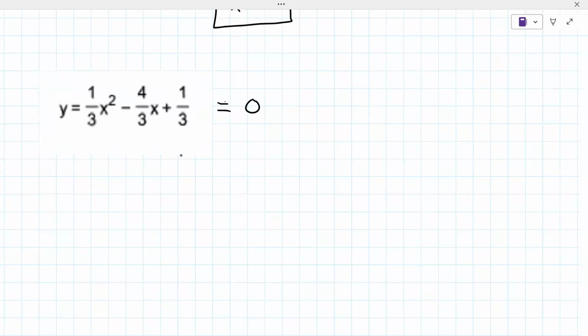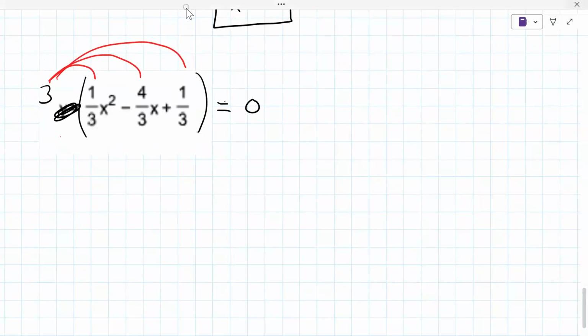So you set this equal to 0. You really want to eliminate the fractions, and there are many ways to do this. We're going to multiply everything by 3. 3 times 1/3, 3 times 4/3, 3 times 3. And what that does here is it eliminates the fractions like that. Let me just double check, because that doesn't factor.